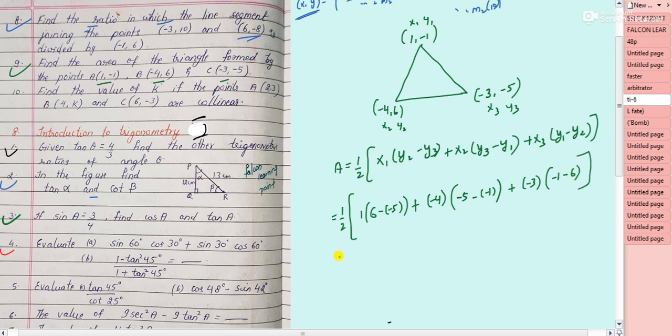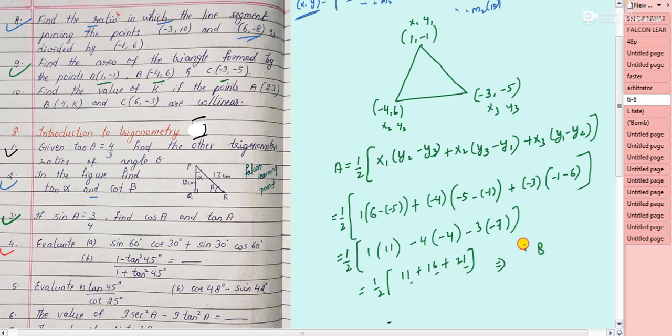Substitution is very important with sign. Now 1 into minus plus 6 plus 5 is 11. Here minus 4, minus into minus plus 1. So minus 5 plus 1 is minus 4. Minus 3, this is minus 7, correct? So half into this is 11 plus 16 plus 21. So on solving this, you will get 62 by 2, which is 31, 4 by 2.